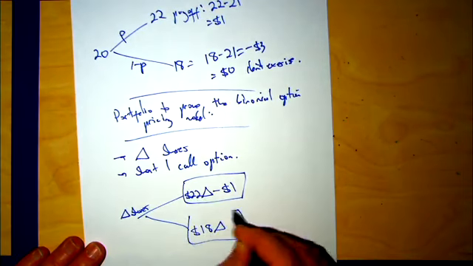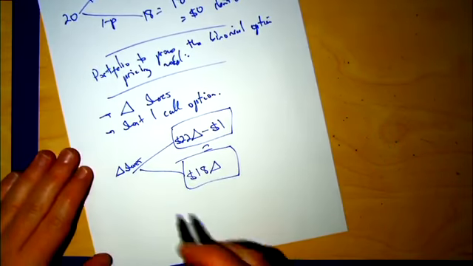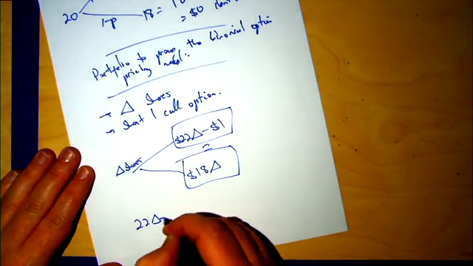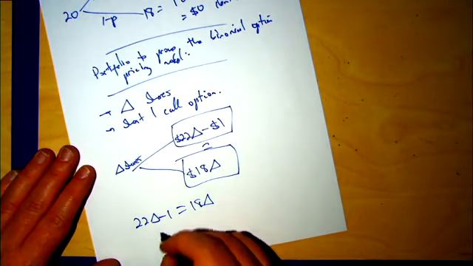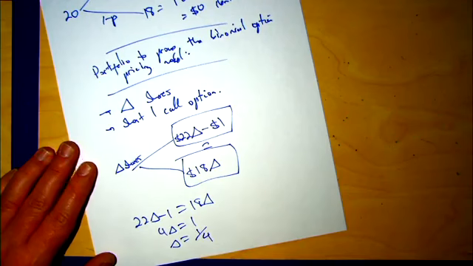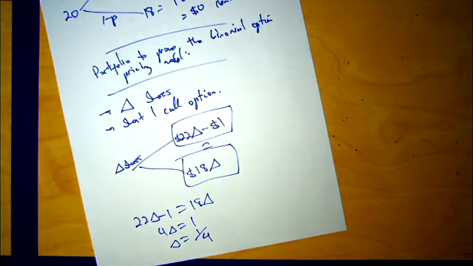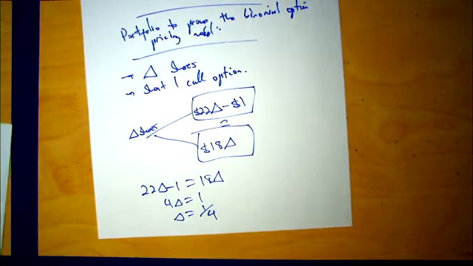This has to be equal to that if it's risk neutral. Risk neutral means there's no risk. Whether prices go up or down, my portfolio will be worth exactly the same amount of money. So that means 22 delta minus 1 is equal to 18 delta. That gives me 4 delta equals 1, so delta equals 0.25, or a quarter of a share. So I buy a quarter of a share and I short one call option at the very beginning.